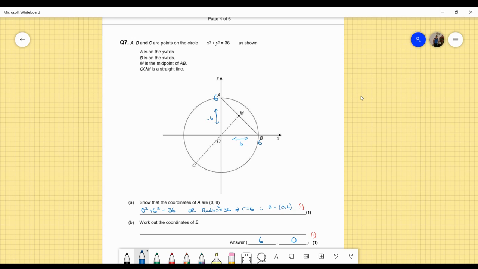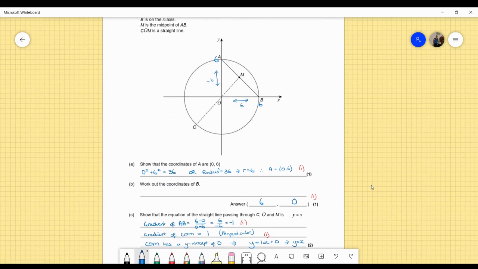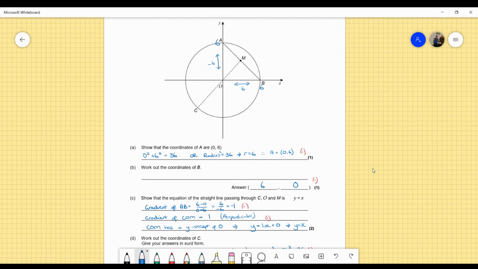So again, we know either the radius is 6 because r squared is 36, or we can use the coordinates 0 squared plus 6 squared equals 36 to show that A is 0, 6. So you're going to mark at that point. And then just by inspection, you should be able to work out the coordinate of B. We know the radius is 6, so from the centre to the outside in the right-hand direction means it's going to be 6 along the x-axis, and we haven't moved up or down the y-axis, so 6, 0 for a mark.